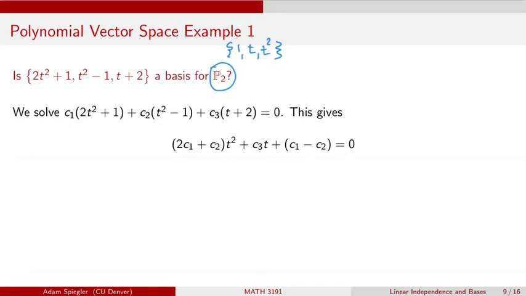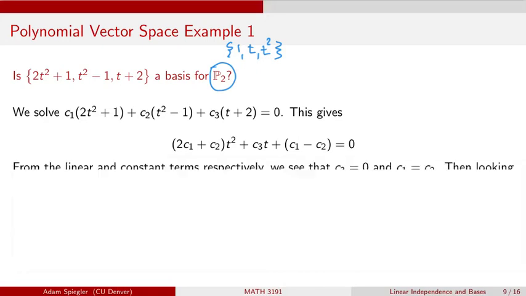So that's why we're looking at this equation. If we find that there is a non-trivial solution to this equation, then these vectors would not be a basis because they're linearly dependent. If we find that there is only a trivial solution, then we know that the vectors are linearly independent, and then they would be a basis for this vector space. So that's why this is the equation to take a look at.